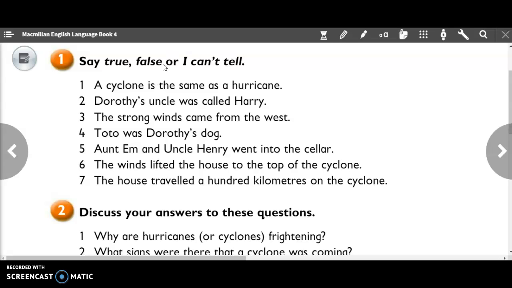Okay? We use I can't tell when there is no information in the comprehension we've just read. Remember now that if you're not 100% sure whether the sentence is true or false, we can check the comprehension text again. So let's read example number 1. A cyclone is the same as a hurricane. Let's say I'm not really sure about this and I want to check again.